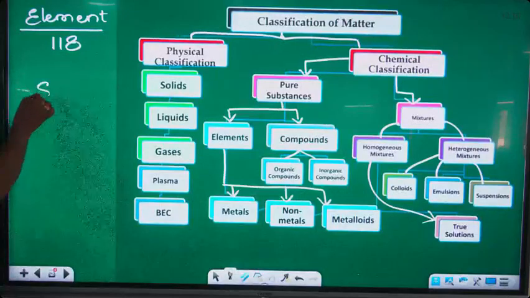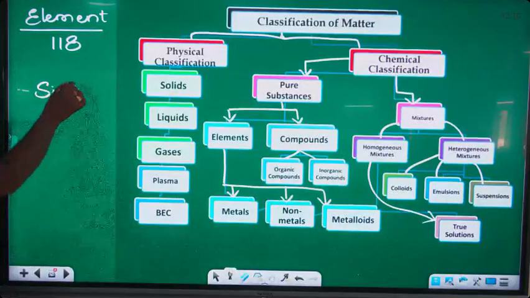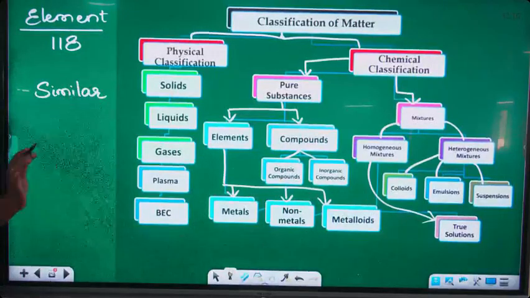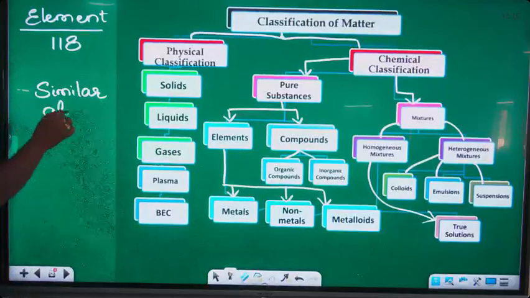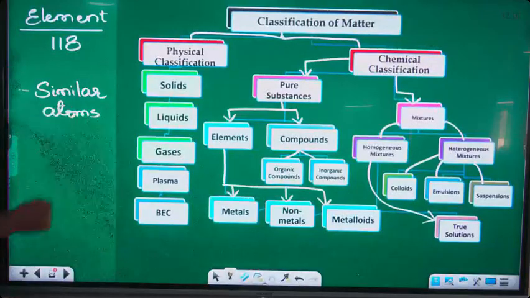Now the question is, what's the difference between element and compound? When similar atoms are grouped together, don't write this, I'll tell you what to write. When similar atoms are grouped together in large number, I'm not talking about 2 atoms or 3 atoms or 4 atoms. I'm talking about larger number.